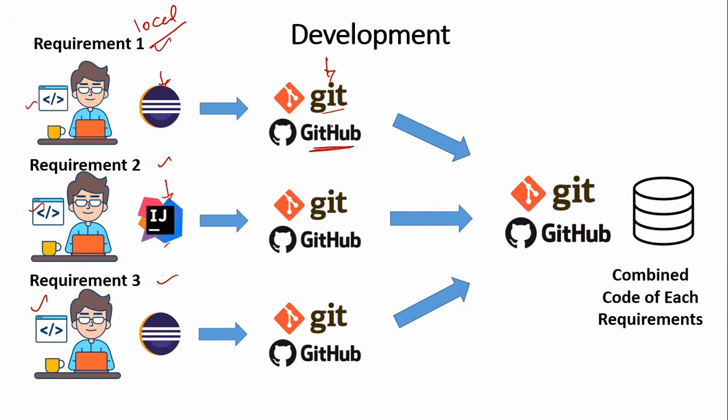Why we have GitHub, GitLab, TFS, so many tools available. I have taken these tools because the demo is also created with these tools only. Finally, what will happen? They will integrate requirement one, requirement two, and first, with that, requirement three will integrate. So the combined code of each requirement will be available. So this is the work of the development team.